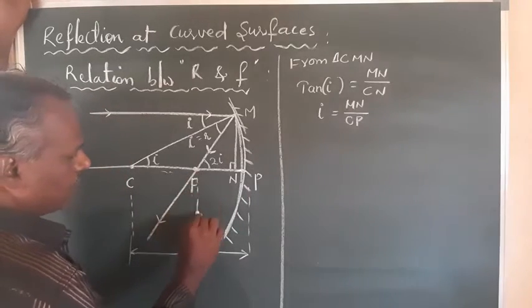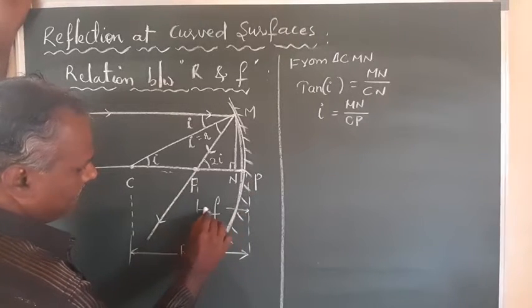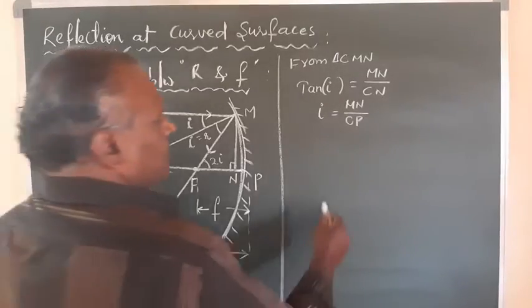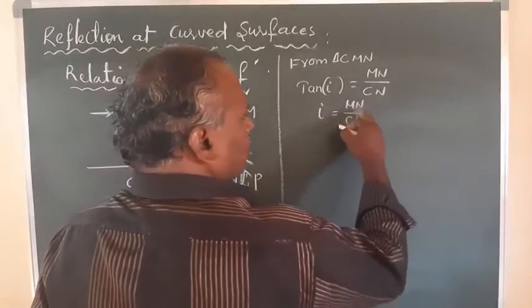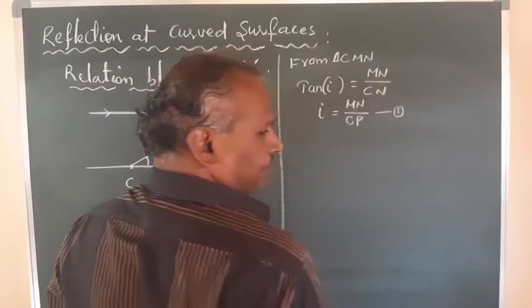And here to here, this distance is the focal length. So now I can write, from this triangle, i is equal to Mn upon Cp. Make it equation 1.